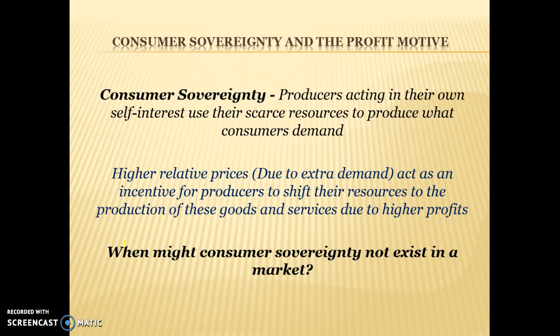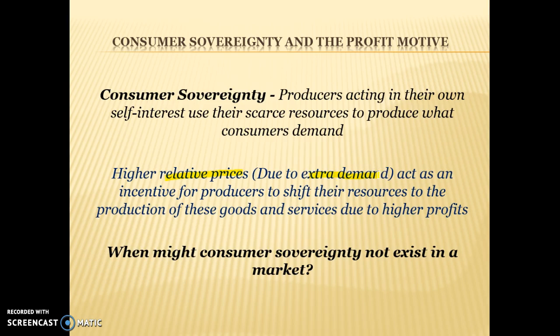Why do consumers decide? Well, because producers act in their own self-interest. Producers are not going to produce what consumers don't want. Why? Because they won't make any profits. If people aren't going to buy their product, logically producers aren't going to produce. So consumer sovereignty is the idea that producers will produce what consumers want, because that's where they're going to get the higher relative prices, because there's going to be the higher demand.